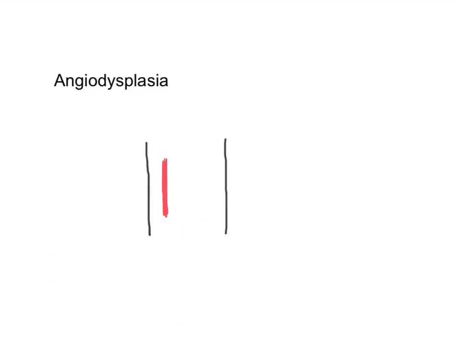The last cause is angiodysplasia. This is a degeneration of the blood vessels in the colon. The vessel walls become thin and ectatic. That can cause bleeding.